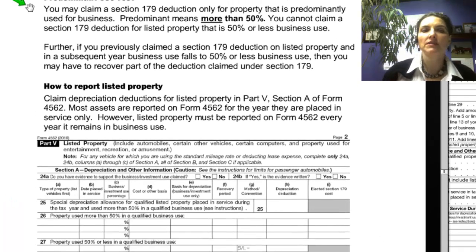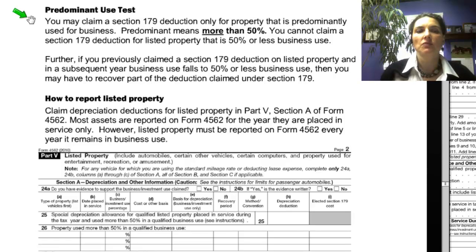Predominant use. You may claim a Section 179 deduction only for property that is predominantly used for business. Predominant means more than 50%. You cannot claim a Section 179 deduction for listed property that is 50% or less business use. Further, if you've previously claimed a Section 179 deduction on listed property and in a subsequent year business use falls to 50% or less use, then you may have to recapture part of the deduction claimed under Section 179.